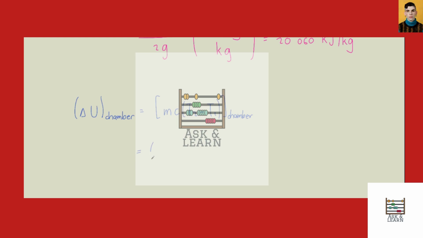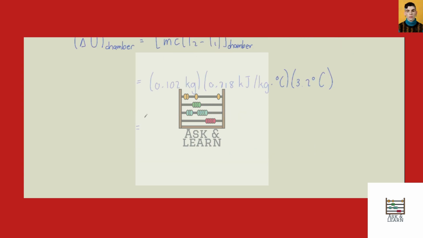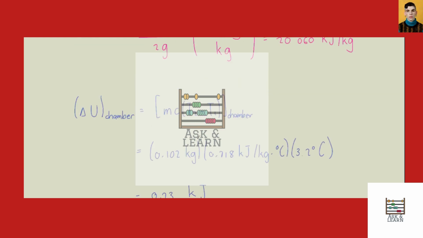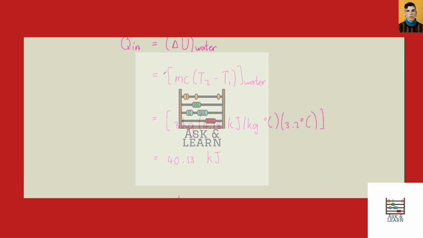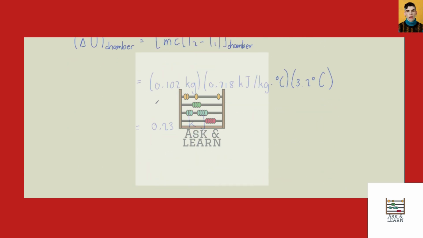And so this is 0.102 kgs times the specific heat of air, 0.718 kilojoule per kg degrees Celsius, and a temperature change of 3.2 degrees Celsius. And so we get the internal energy change of the chamber to be 0.23 kilojoules.